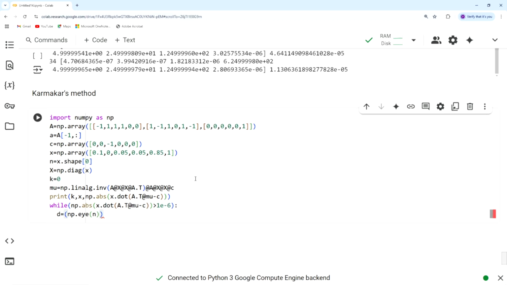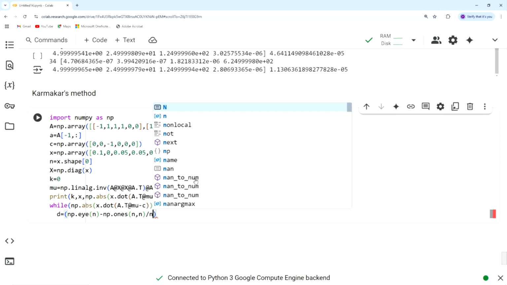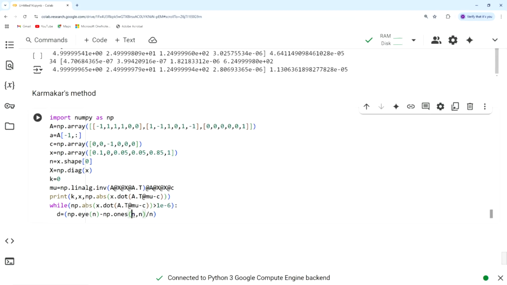So, that is I, and here I have to write np dot ones of n comma n. 1 into 1 transpose, where 1 is a column vector of 1s and 1 transpose is a row vector of 1s, so when you do a matrix multiplication you have a matrix of all 1s. So, 1 1 transpose is ones of n comma n. I have to use another bracket and divide it by n. So, that is I minus 1 1 transpose by n. You multiply that with x and with A transpose mu minus c. So, that is D.